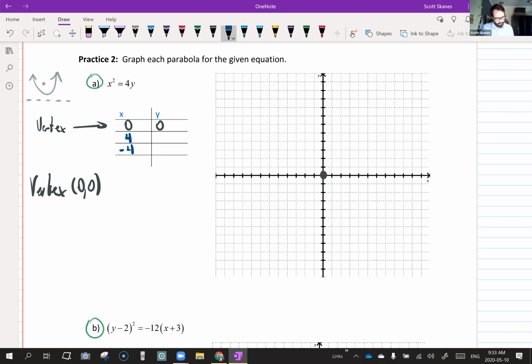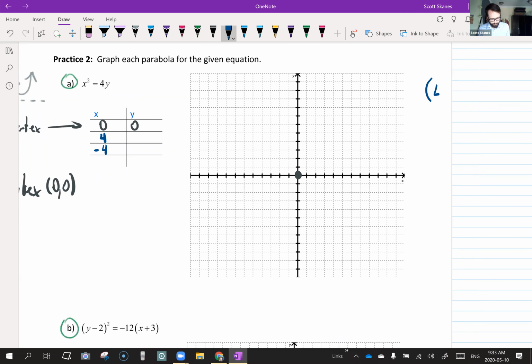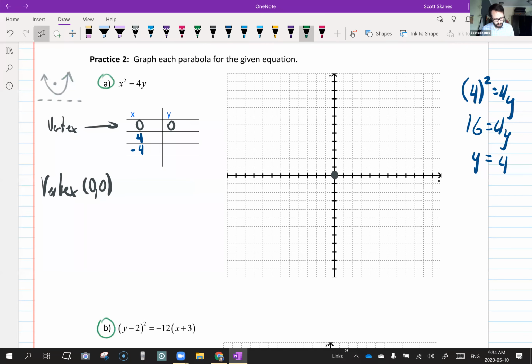If you put 4 in for x, just write it to the side. This would be 4 squared equals 4y. That's 16 equals 4y. The y value must be 4. So it looks like I get a 4 out of this. And then -4, this is symmetrical, so I get the same. This will always be the case. They're always the same because of the way that the graph works.